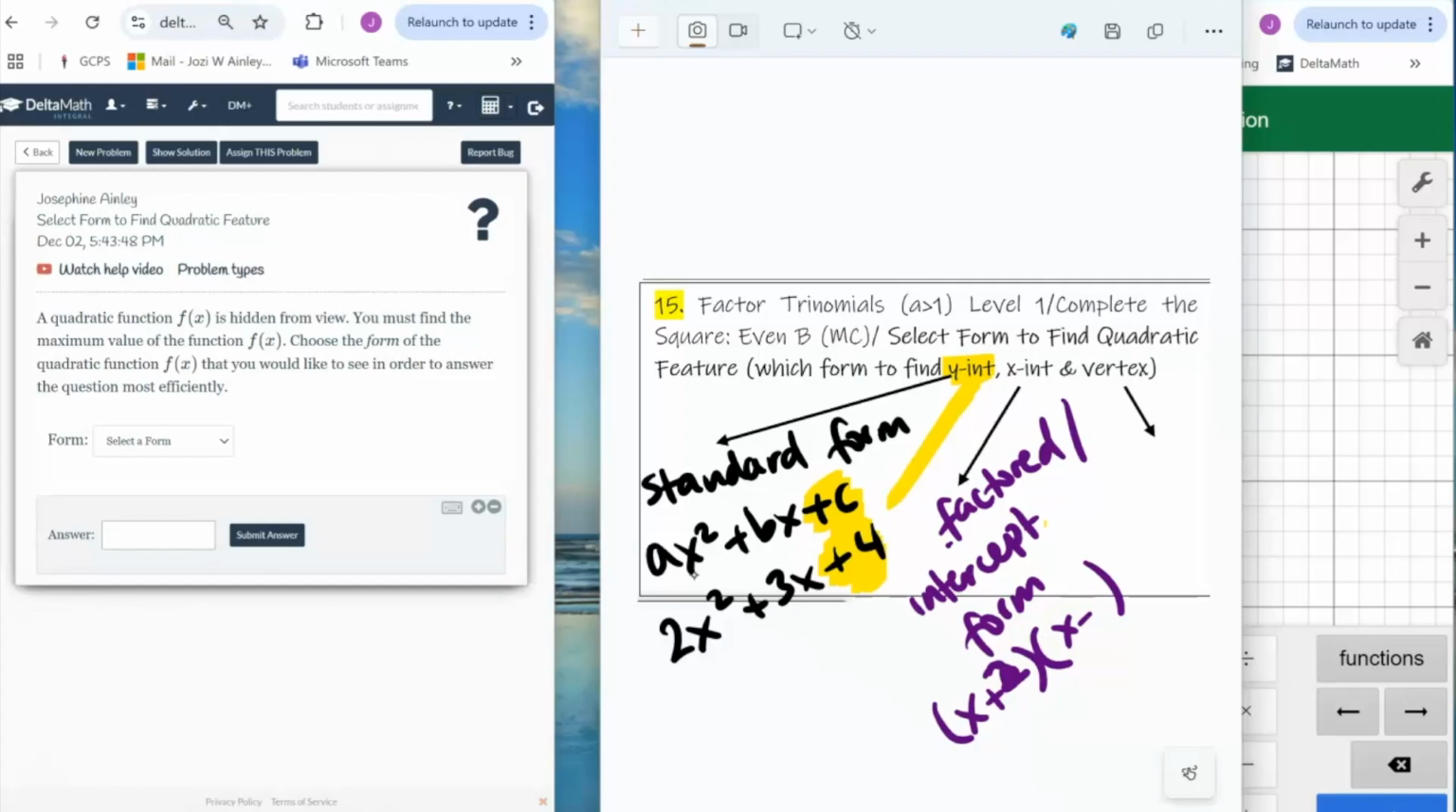This is not very clear. Hang on. It doesn't have to be just an x. If you have 2 parentheses, basically, okay? So standard form, no parentheses, you can still see. Factored form, 2 parentheses. And how do I find my x-intercept?